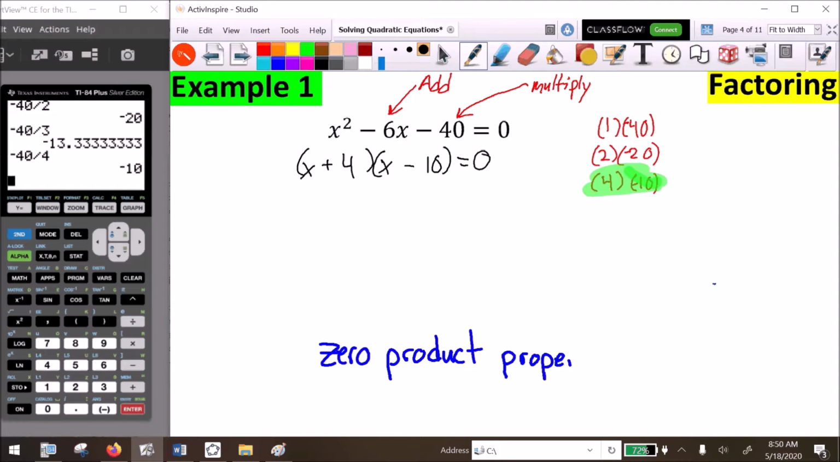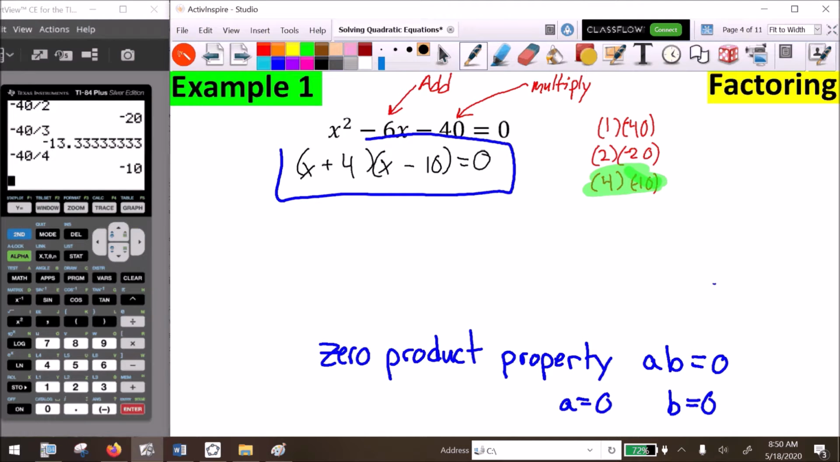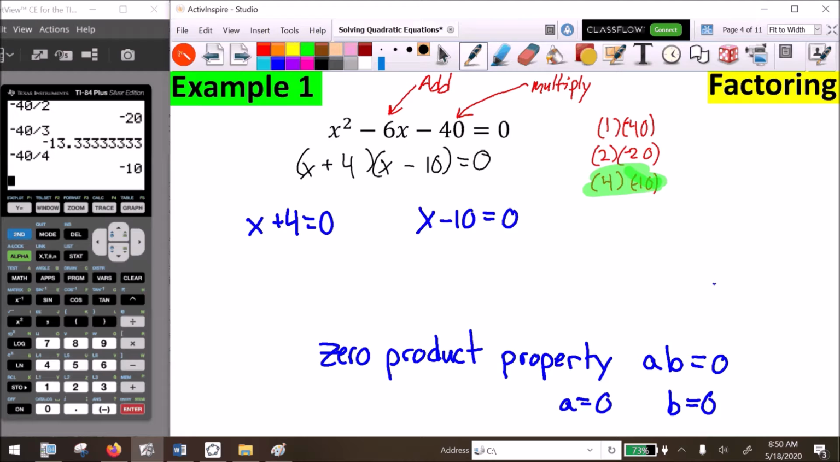The zero product property states that if you have two numbers a times b and their product is equal to 0, then either a is equal to 0 or b is equal to 0, or perhaps both. We have that going on over here: something times something equals 0. So we consider the possibility that x plus 4 is equal to 0. You go off to the side and set up that equation, x plus 4 equals 0. Then you consider the possibility that x minus 10 is equal to 0. Now we solve each one independently, and we have our two answers.